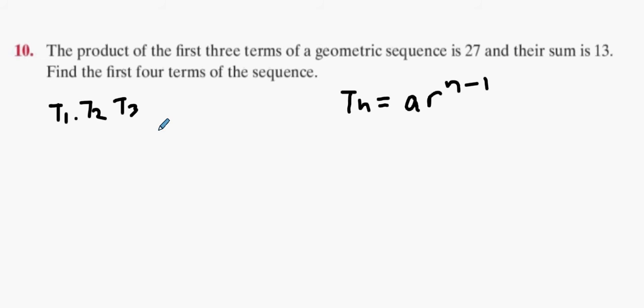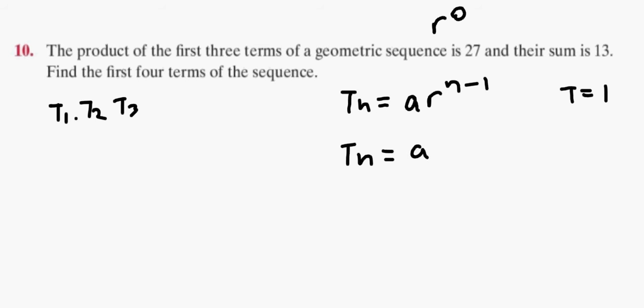So what happens when n equals 1? What's the answer for Tn? What's 1 take away 1? 1 take away 1 is 0. R to the power 0 is 1. So Tn is A. Or sorry, T1 is A.